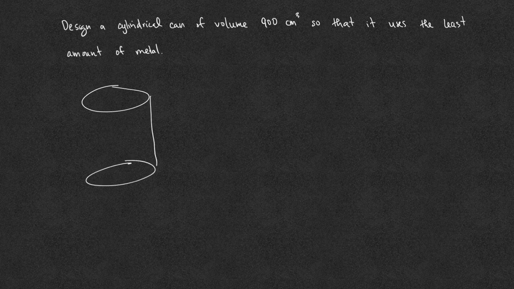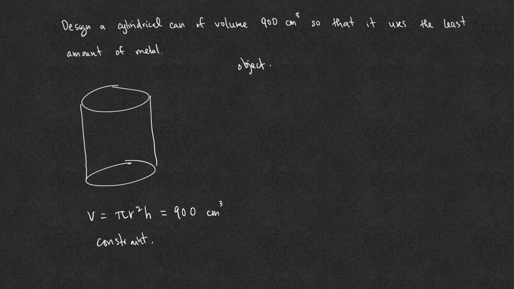The volume of the cylinder is V equals pi r squared h, and we're given that this volume is 900 cubic centimeters. This is the constraint that we will need to work with. We will use this constraint somehow to isolate one of the variables in the objective equation.